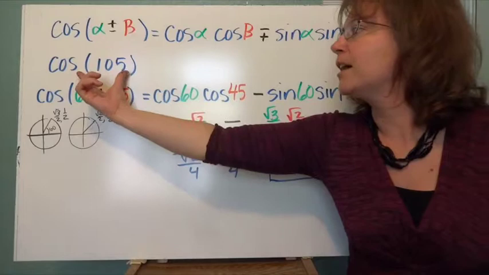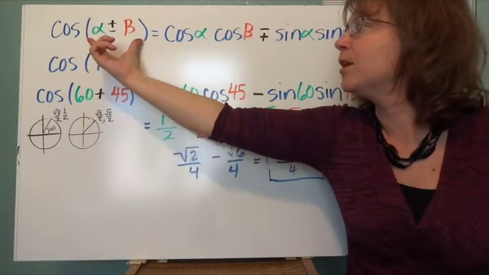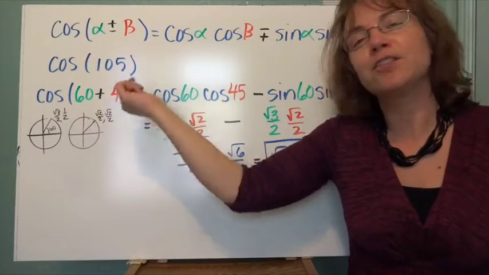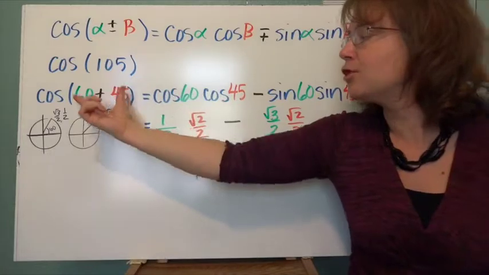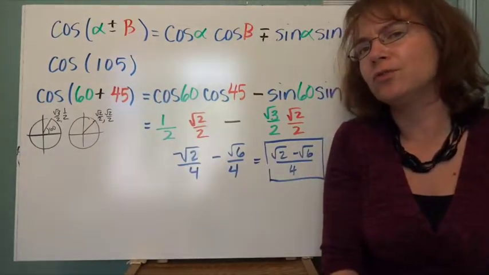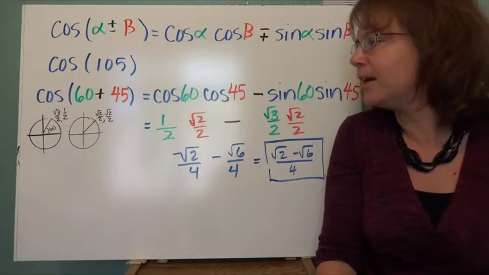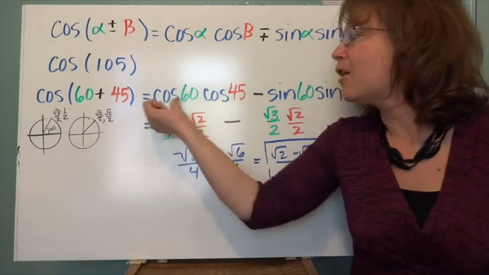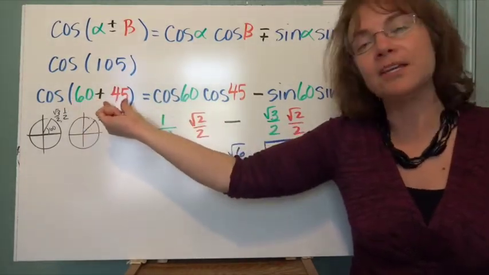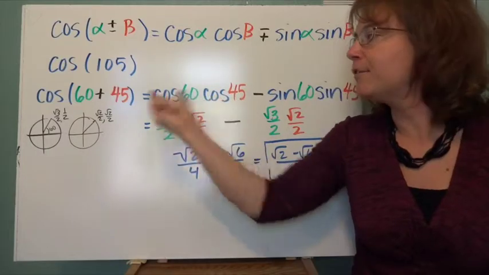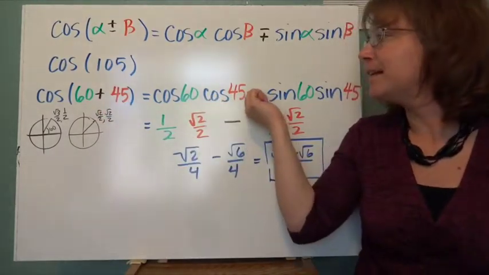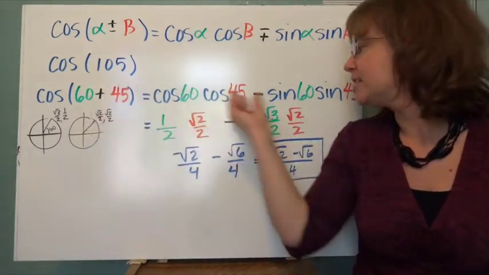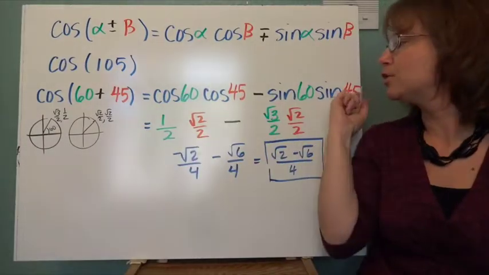So I'm going to use cosine, because I have the cosine of 105 degrees from before, so I'm going to use my cosine formula. And I'm going to rewrite this as 60 plus 45. I could have done the difference one, but I chose to do the sum. I usually choose to do the sum. It's easier for me to remember the signs that way, but you can do it either way and you'll get the same answer. So I have my cosine alpha, and alpha in this case is 60, beta is 45, times the cosine of my beta, which is 45, minus, my sign changes here, sine of my first angle, which is 60, times sine of my second angle, which is 45.